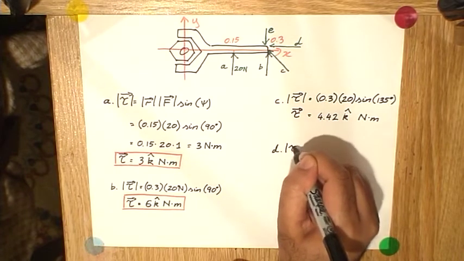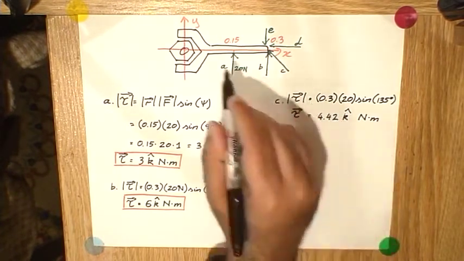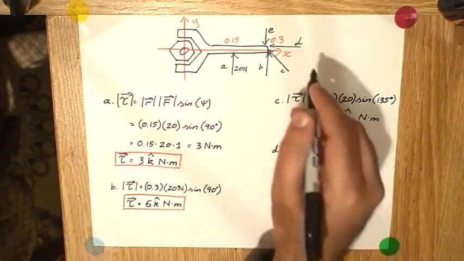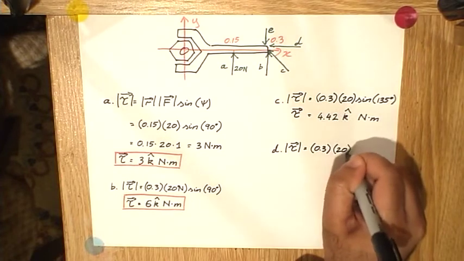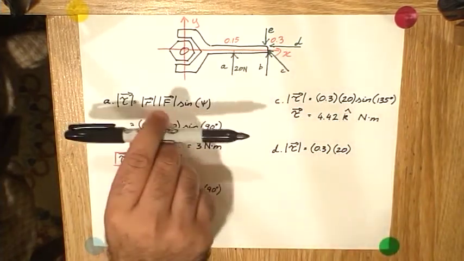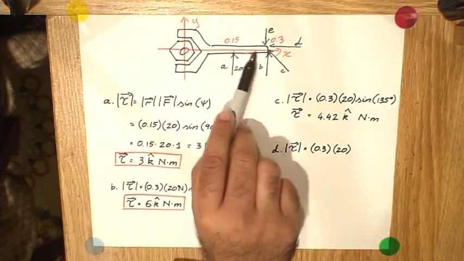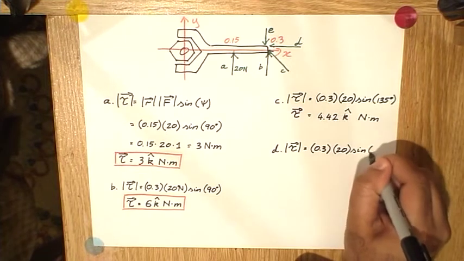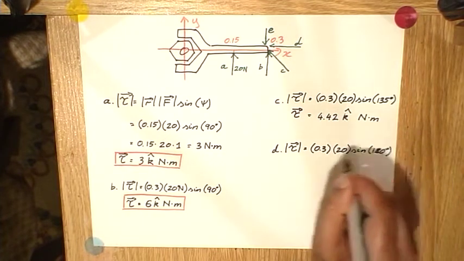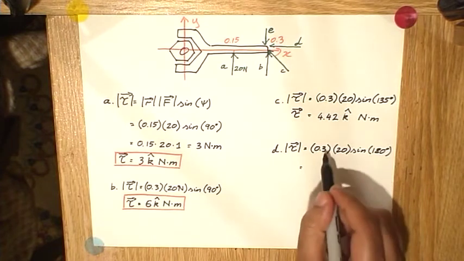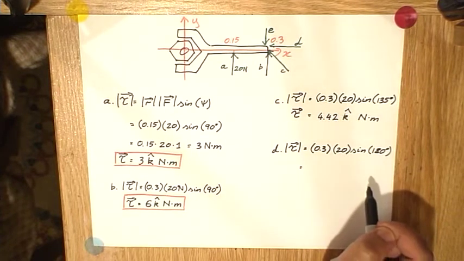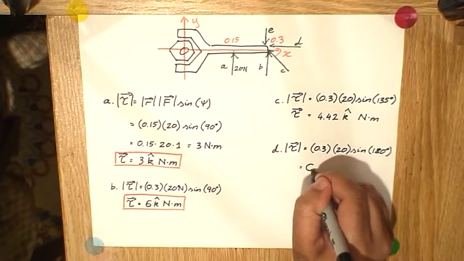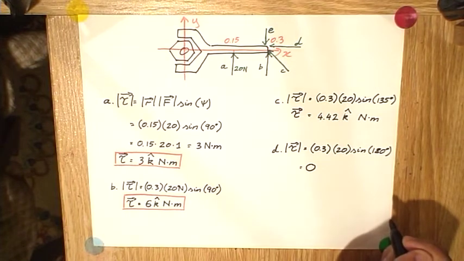For D, the size of the torque is given as the lever arm, still 0.3, times the size of the force, still 20, times the orientation. So this time, the lever arm is pointed rightwards, the force is pointed leftwards. That's exactly 180 degrees. So that works out to 0.3 times 20 times the sine of 180, but the sine of 180 is 0. So you end up with no torque at all.